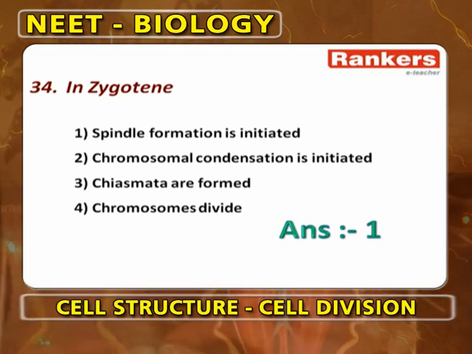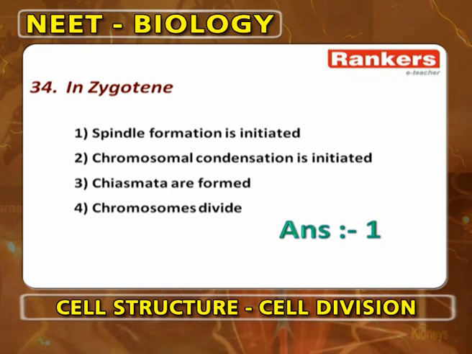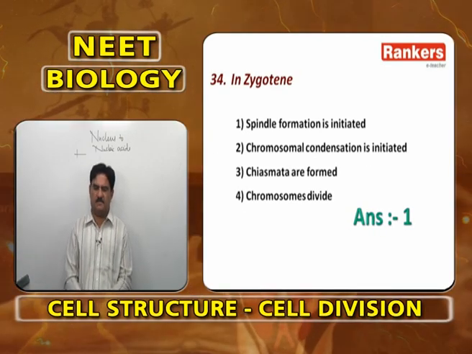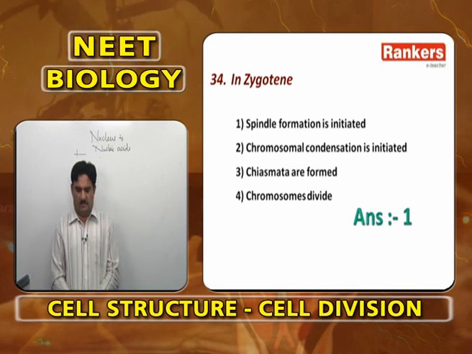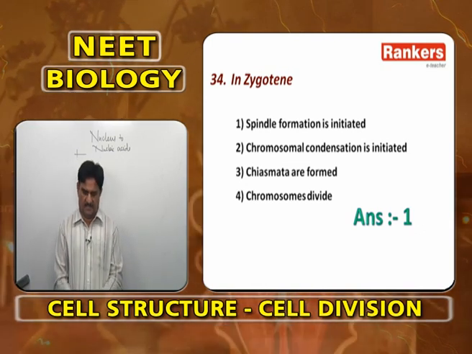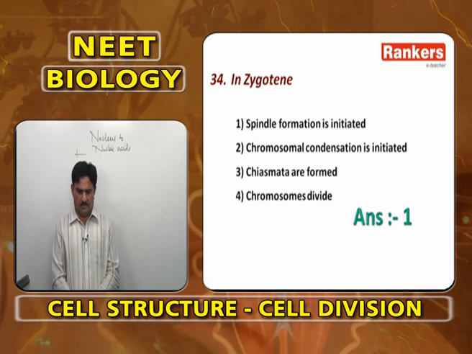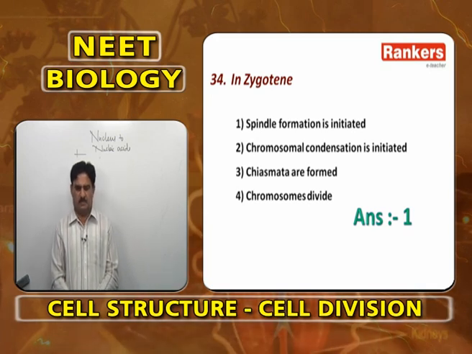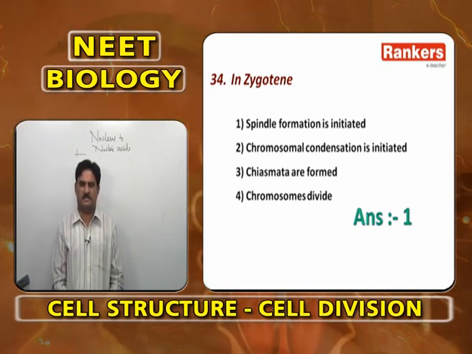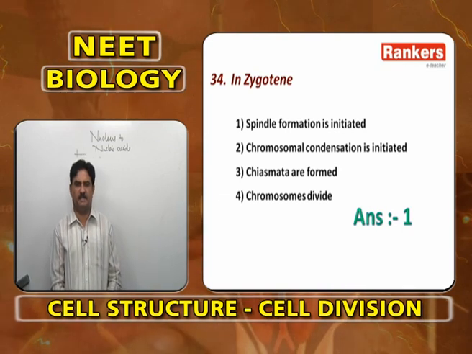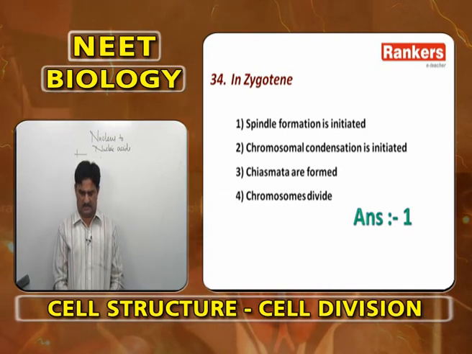Zygotene is known for: chromosomal condensation is initiated, wrong. Chiasma formation, wrong. Chromosomes get divided, wrong. Chromosomal condensation is initiated in prophase. Chiasmata formation occurs in pachytene. Chromosomes get divided in anaphase 2. Spindle fiber formation is correct. Zygotene is known for spindle fiber formation and enlargement of nucleolus.